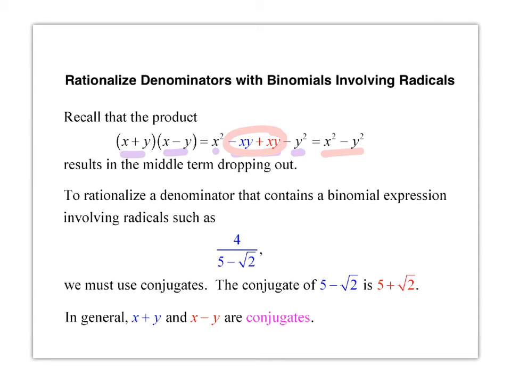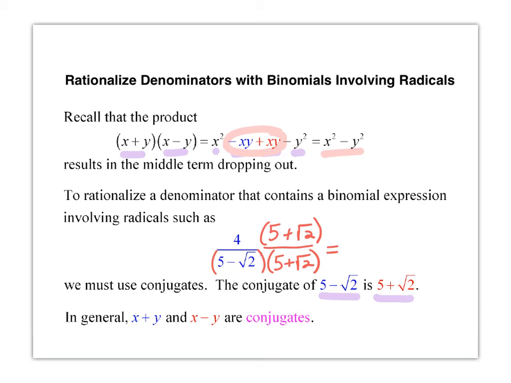We have 4 in the numerator over 5 minus the square root of 2. We must use conjugates to rationalize the denominator. The conjugate of 5 minus square root of 2 is 5 plus square root of 2. So in general, x plus y and x minus y are conjugates. So if we multiply the denominator by the conjugate, 5 plus the square root of 2, we would also need to multiply the numerator by the conjugate, 5 plus the square root of 2.